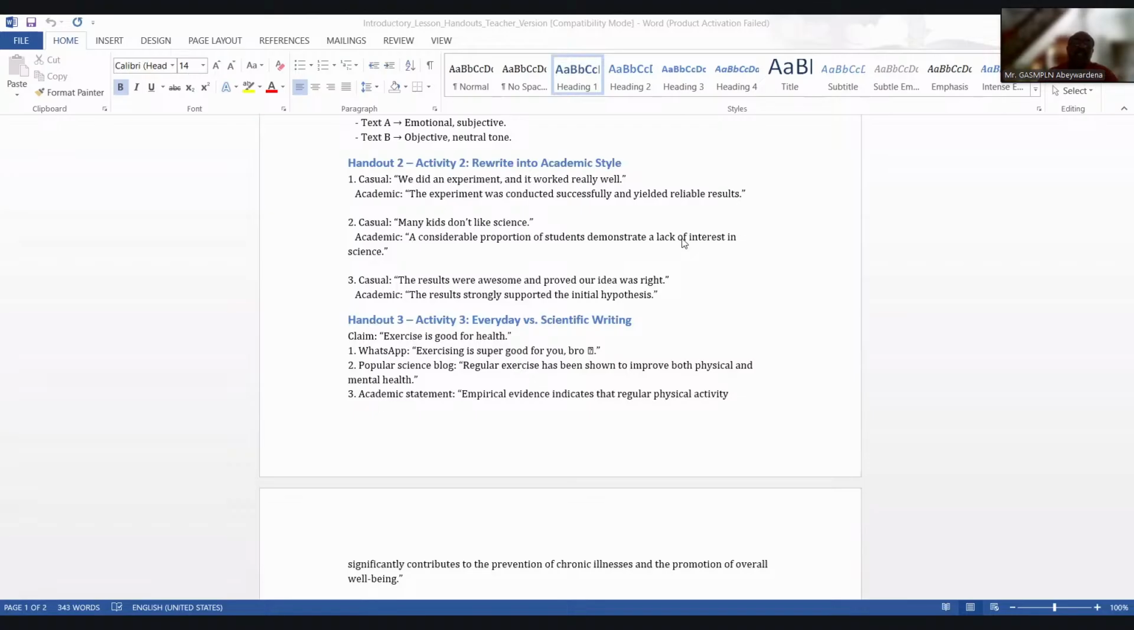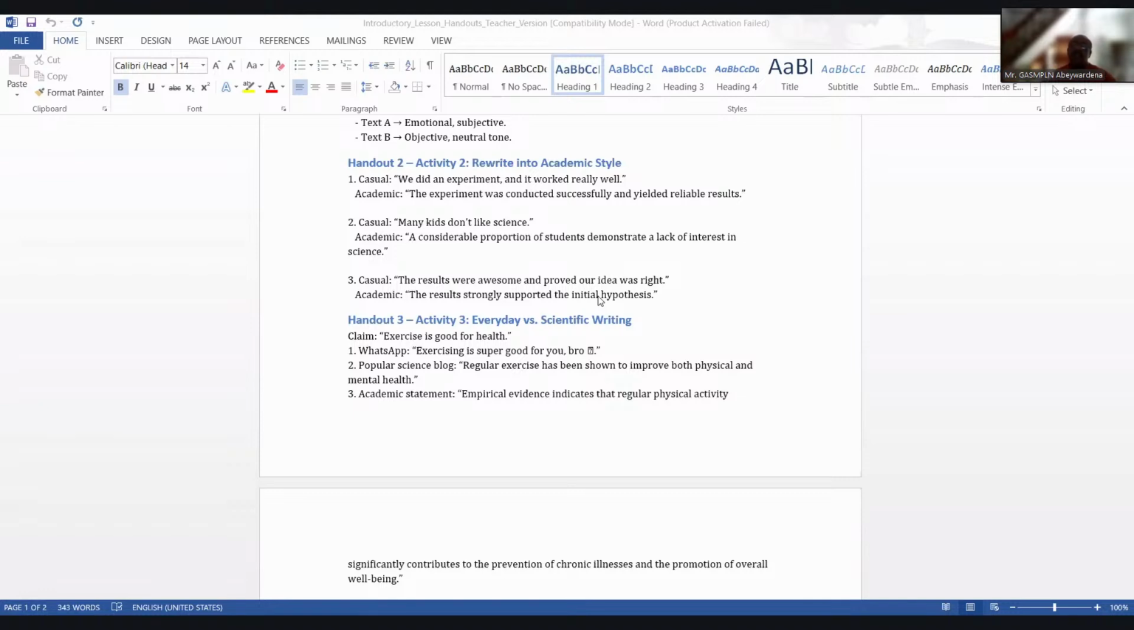Right. Look at the other one. Third one. The results were awesome and proved our idea was right. Commonly, the results strongly supported the initial hypothesis. The word hypothesis, an idea. Idea means what we think. Hypothesis also means what we think.